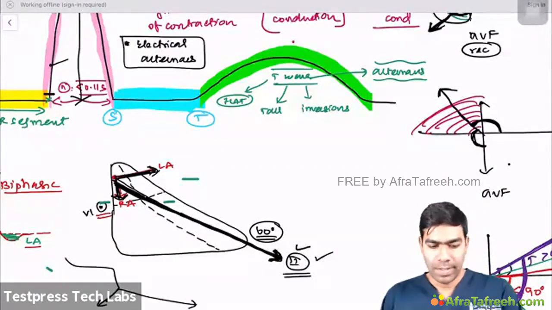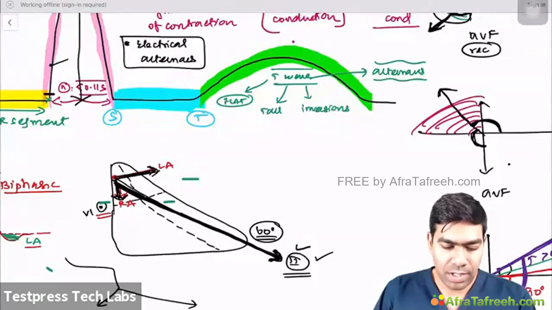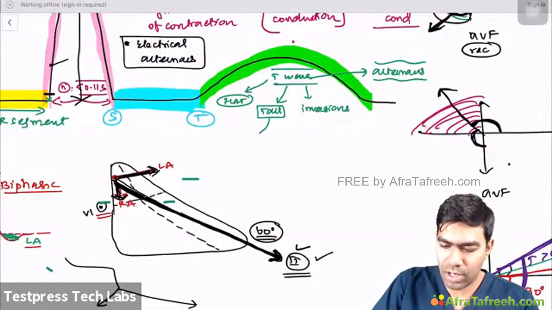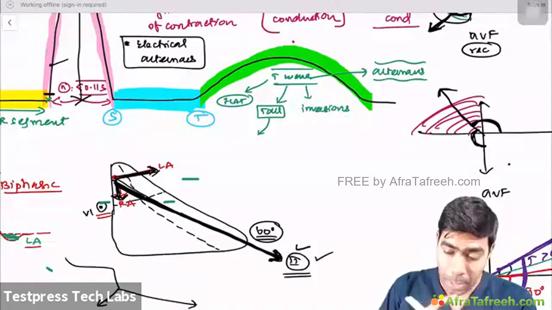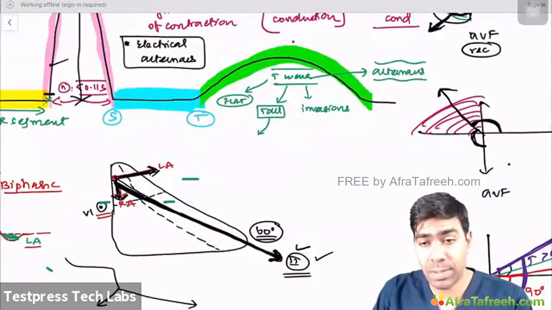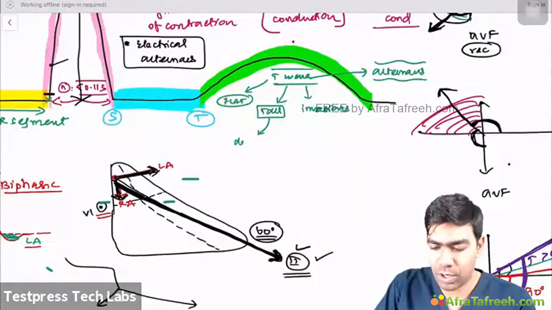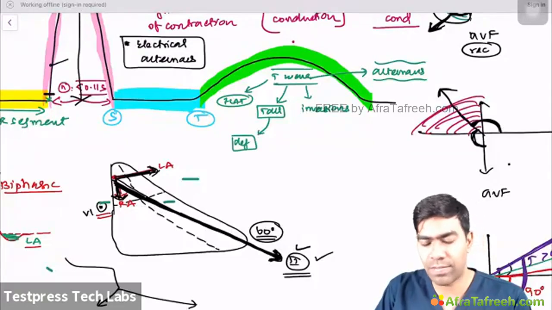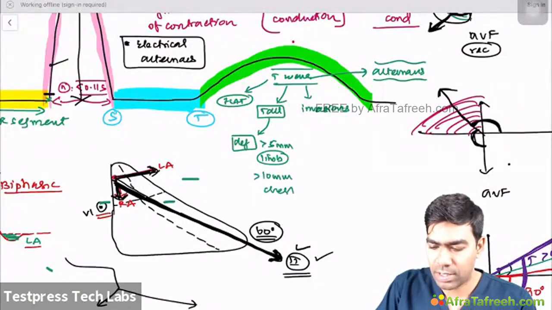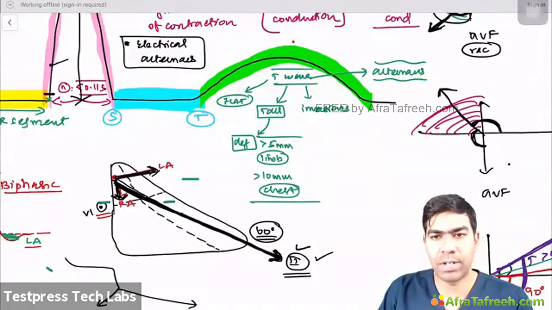Fine. So as far as T waves are concerned, the most important thing is the tall T waves. Tall T waves are very, very important. As far as the tall T waves are concerned, what is the definition of a tall T wave? Whenever you want to call a tall T wave, what is the definition? At least more than 5 millimeter in limb leads and more than 10 millimeter in chest leads, which means in the precordial leads at least more than 10 millimeter.